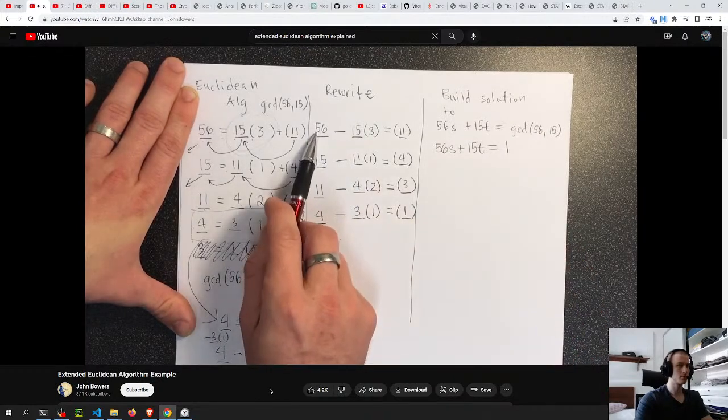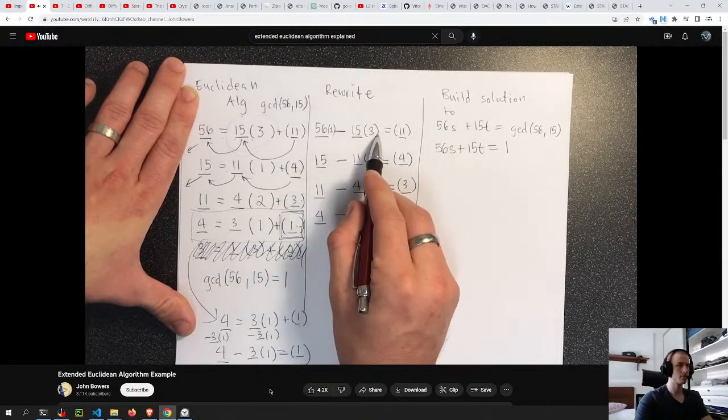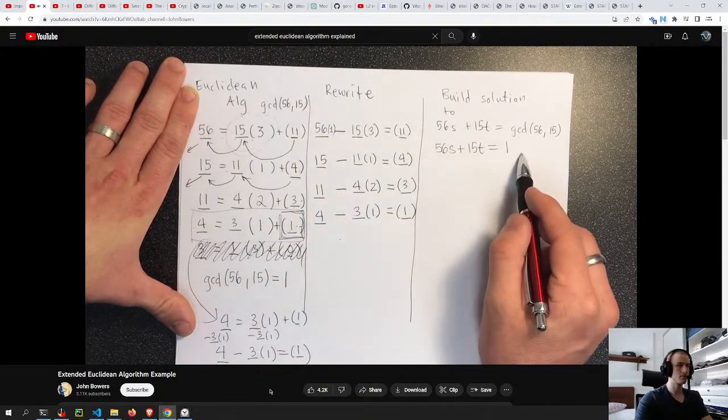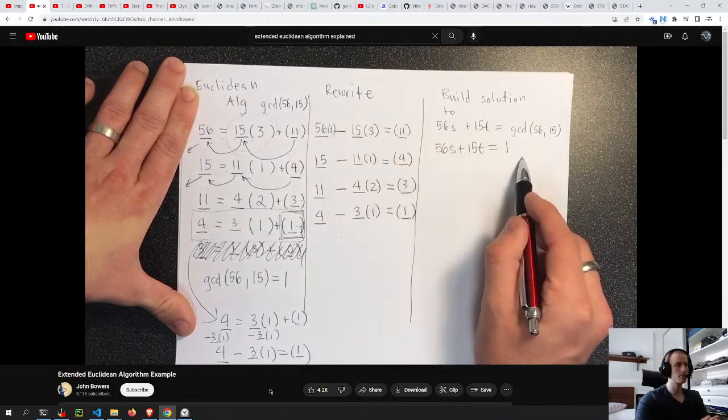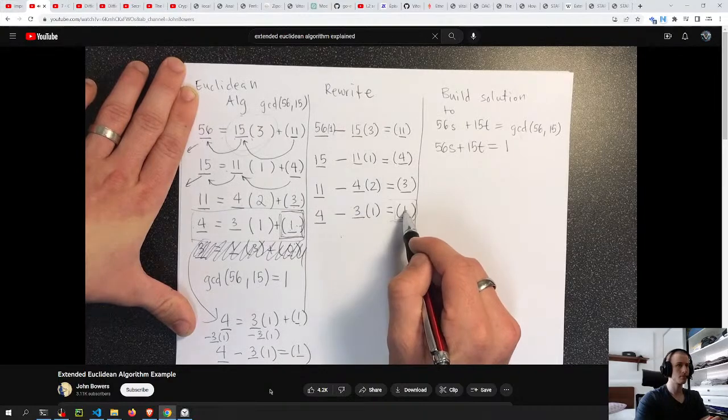So you'll notice that this top line is 56 times something, which is a little implied 1 here, right? We always say 56 times something, and 15 times something, so it's times a negative 3. The problem is it's equal to the wrong thing. It's equal to 11. So the right side of this first equation isn't correct. It's not getting me what I care about. What I care about is the right side of the last equation. That's the GCD. And so what I'm going to do is I'm going to work backwards.